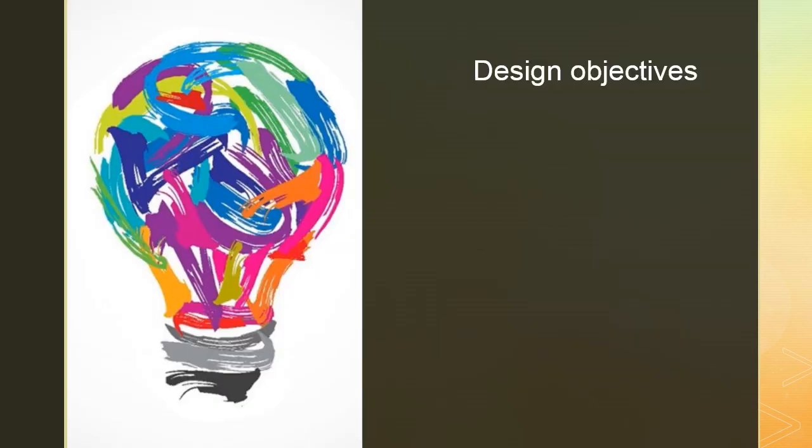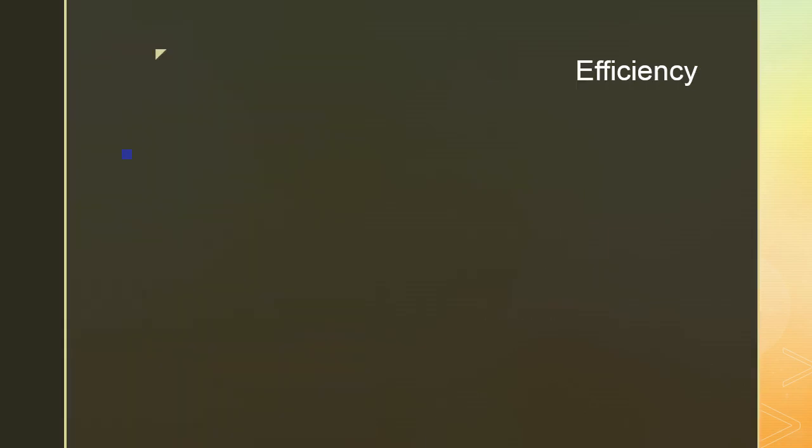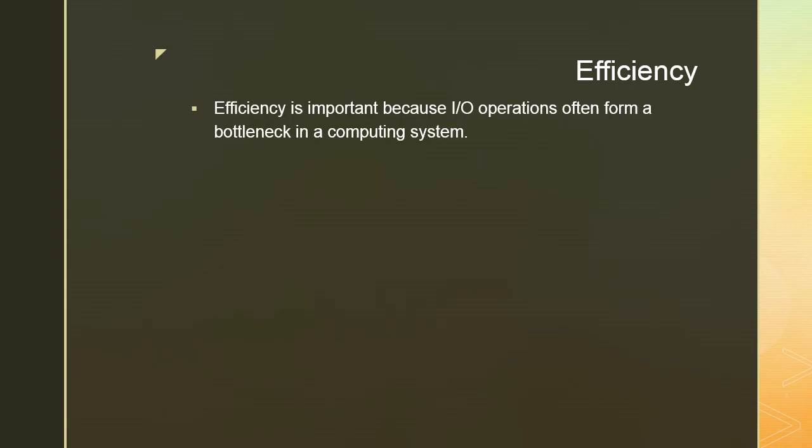Design objectives. Two objectives are paramount in designing the IO facility: efficiency and generality. Efficiency is important because IO operations often form a bottleneck in a computing system. Most IO devices are extremely slow compared with main memory and the processor.